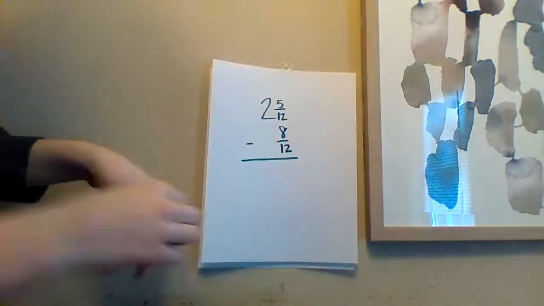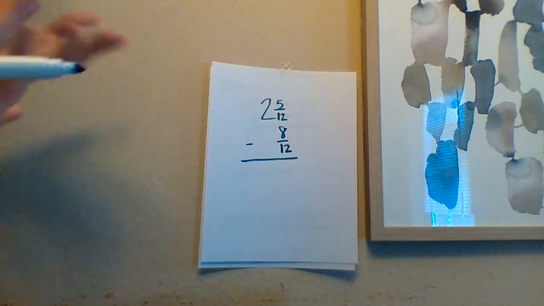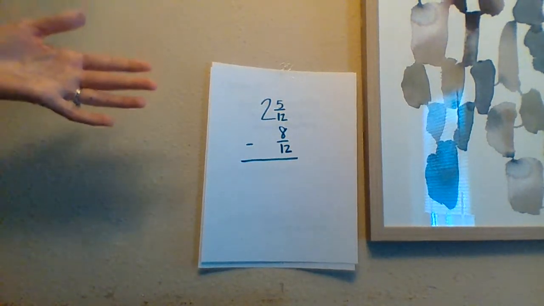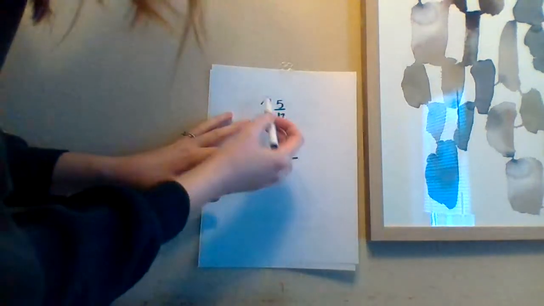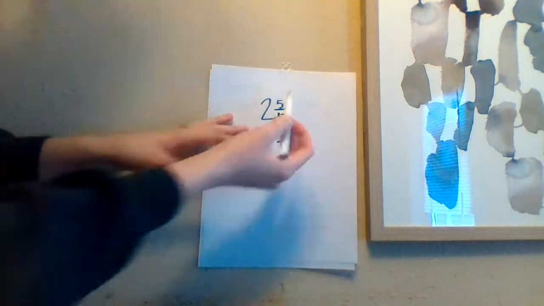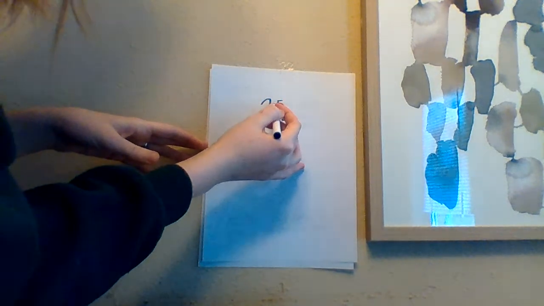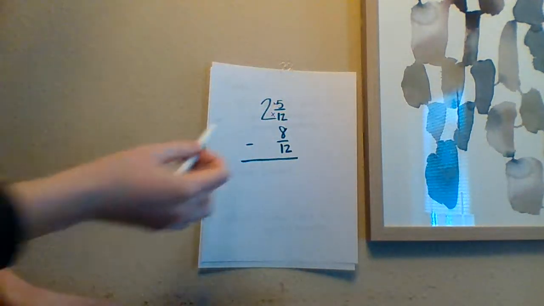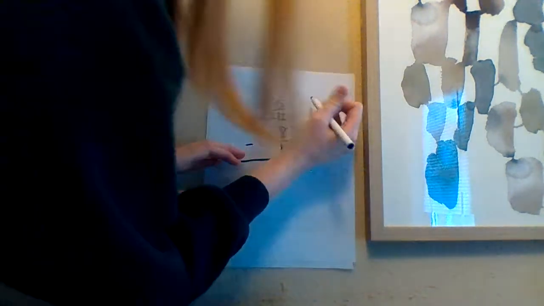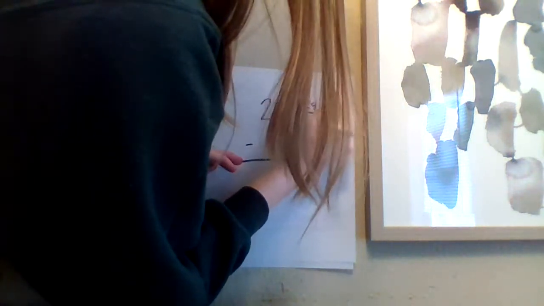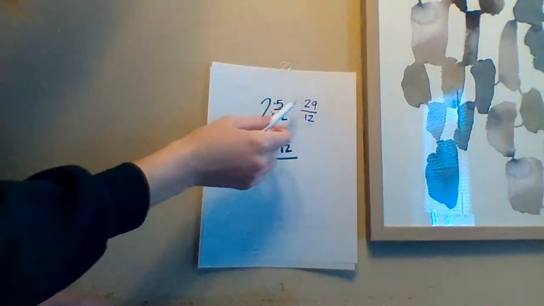So if I have the same equation, 2 and 5 twelfths minus 8 twelfths, my first step could be to make all the mixed numbers improper fractions. Well, I don't have to worry about this one. That one's good to go. But if that one were a mixed number, then I would. So let me make this into an improper fraction. Remember, we multiply, then we add, and we keep the denominator the same. So 12 times 2 is 24. 24 plus 5 is 29. So that equals that.